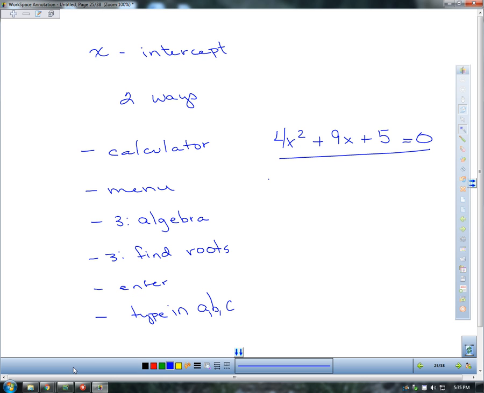Okay? So I want you to have this in mind. You should have this written down. So 4x squared plus 9x plus 5. I'm going to write this down for myself so I remember what we're talking about. Okay? So, here we go.